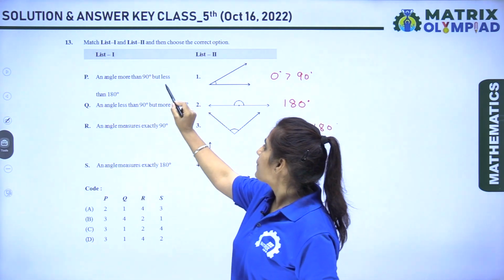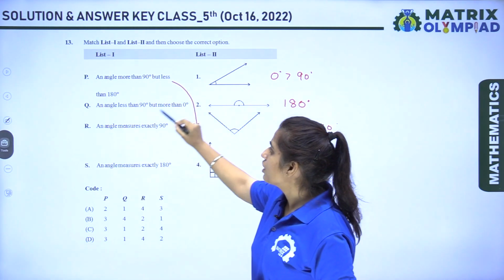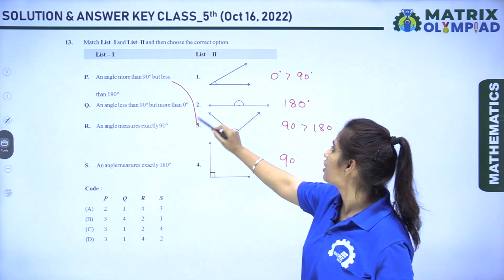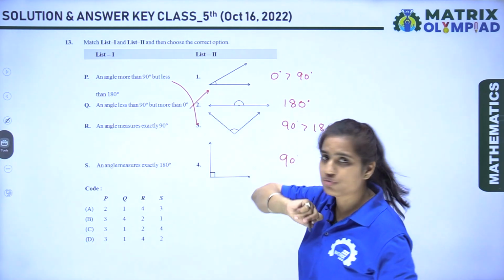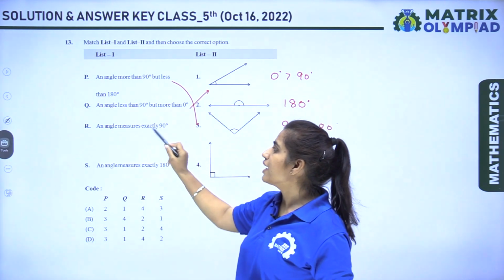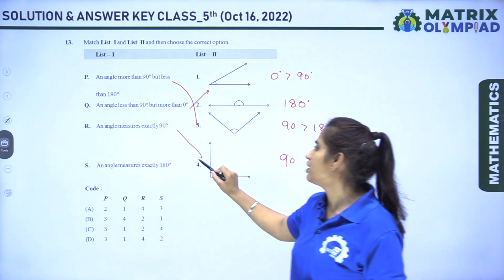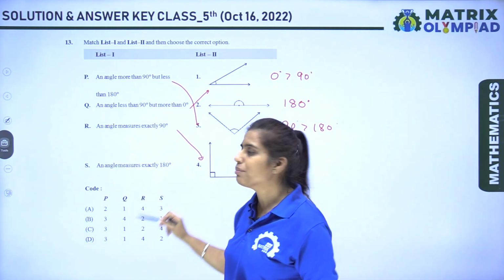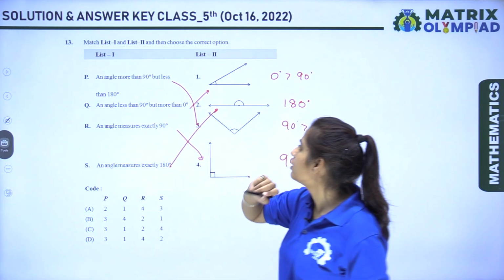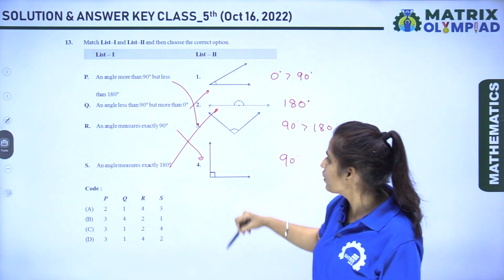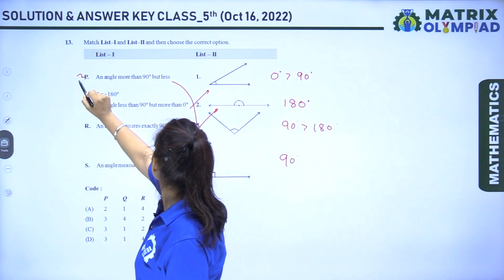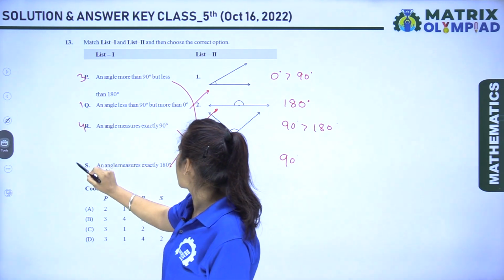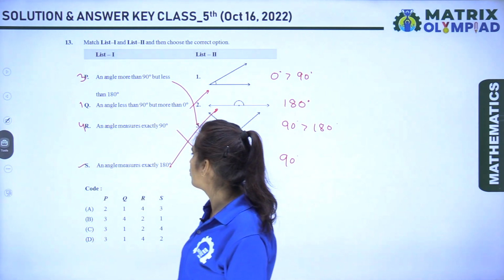P will match with the third part. Q, an angle less than 90 degree but more than 0 degree, is your first figure. An angle measuring exactly 90 degree is the fourth figure, and an angle measuring exactly 180 degree means the straight angle, which is the second. So our sequence will be 3, 1, 4, 2.